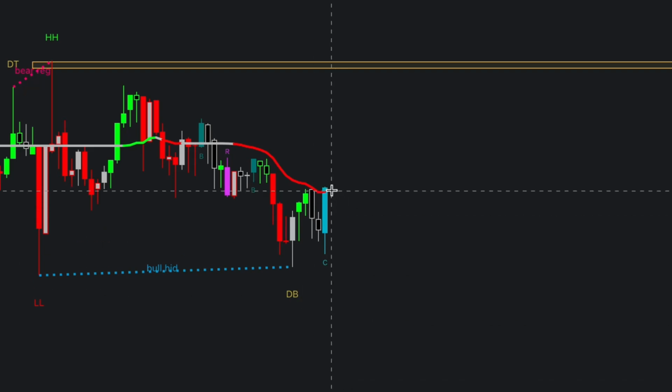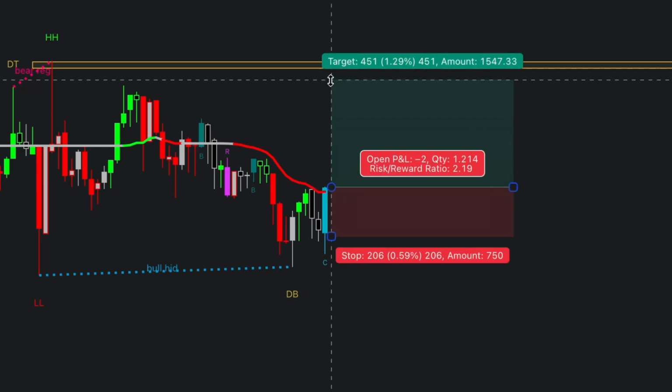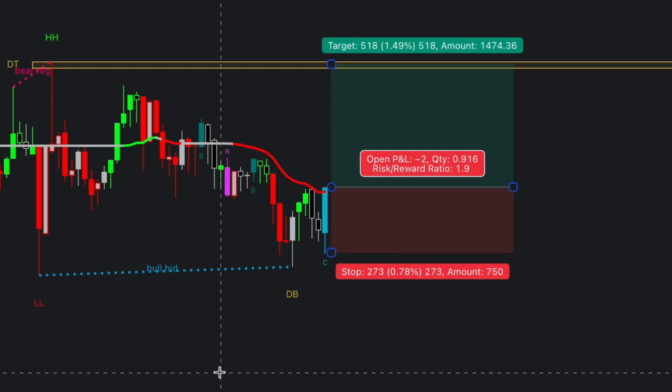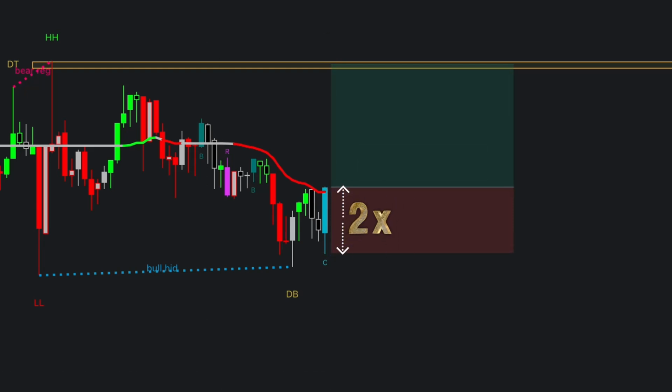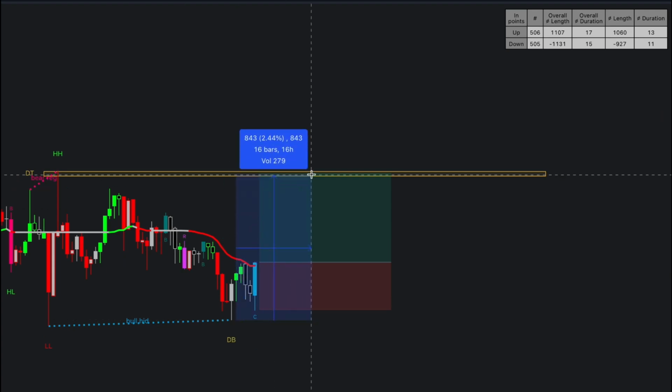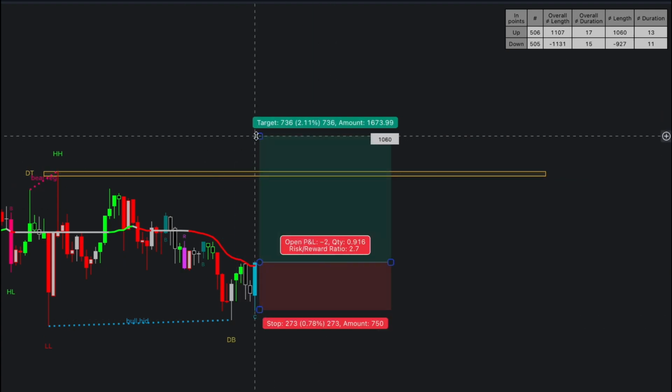For a long trade, place your stop loss just below the signal bar's low. For the take profit level, target nearby resistance or consider double the height of the signal bar as potential target. Now you can add the average upswing length from the swing statistic to the price of the last downswing low for an alternative take profit.